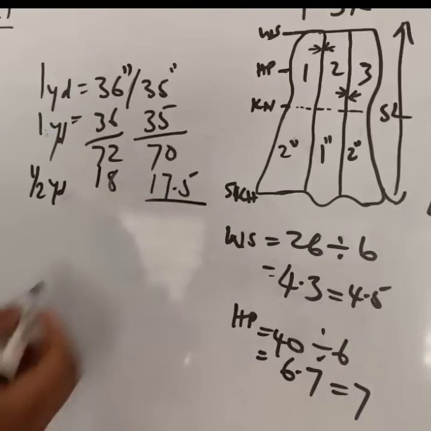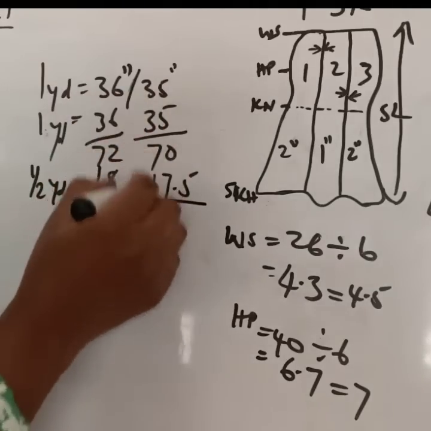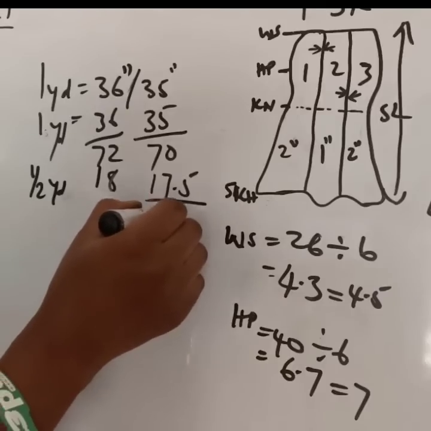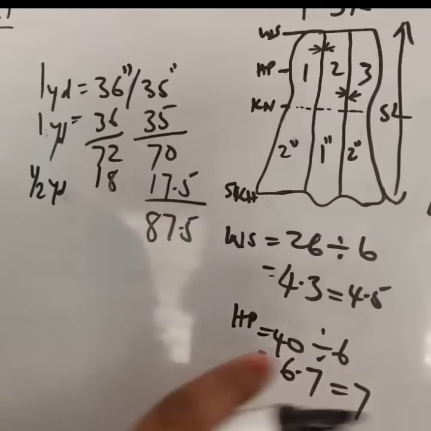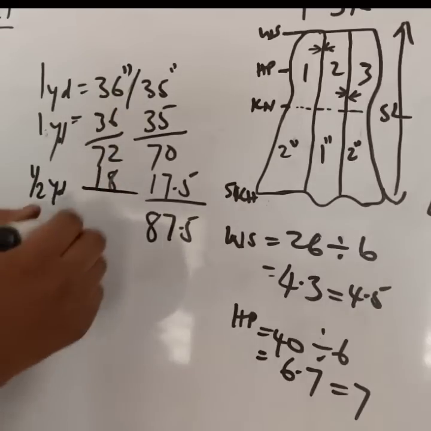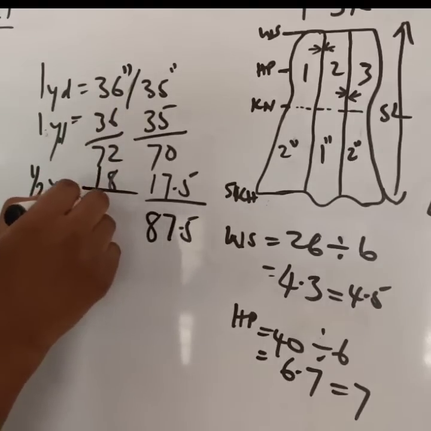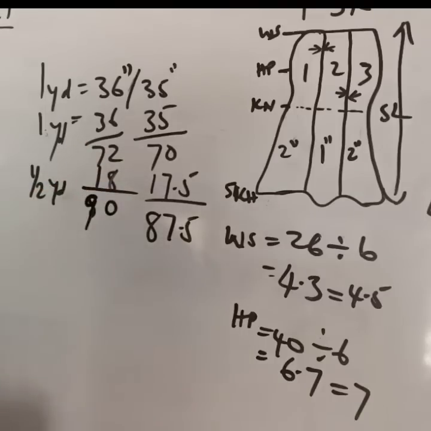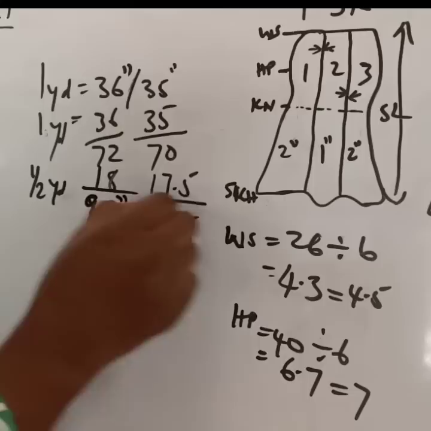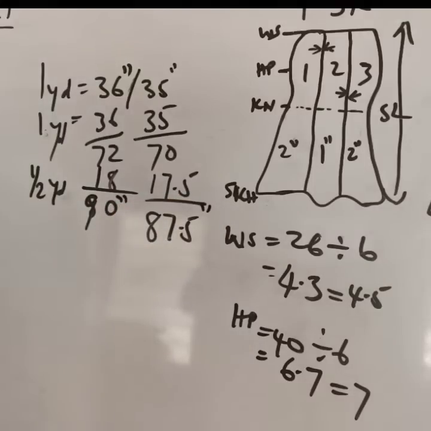So at the end of the day, you discover that the 2.5 yards, you have a total of 87.5 inches in length, and the one of 36 is going to give you 90 inches in length. So you will now try to divide them by 6 and see how much fabric you are going to have.